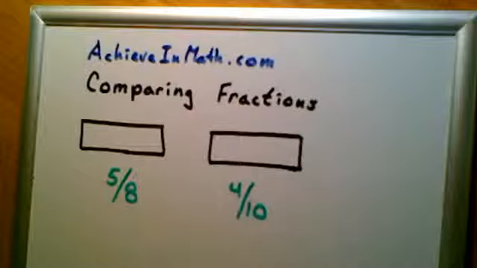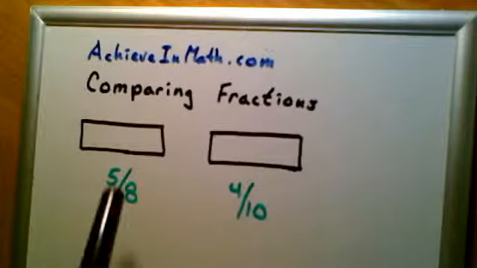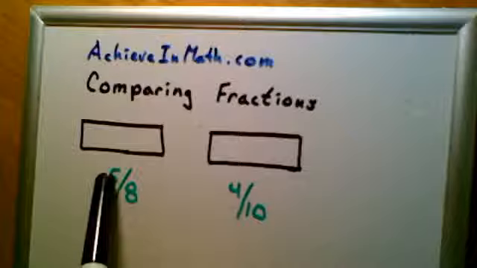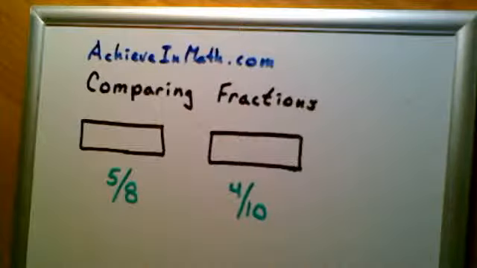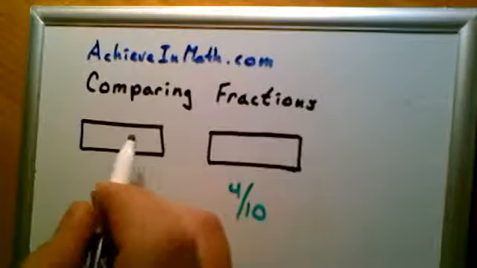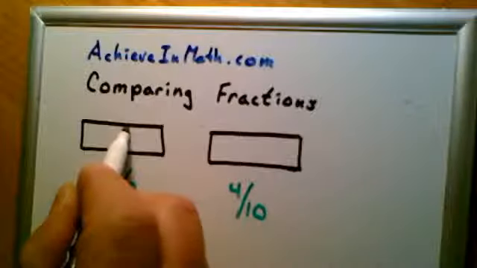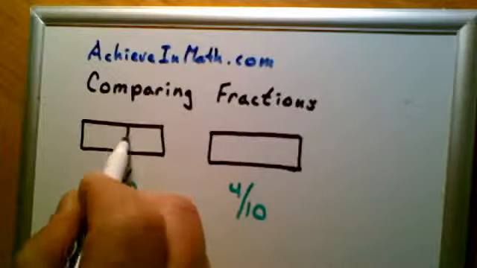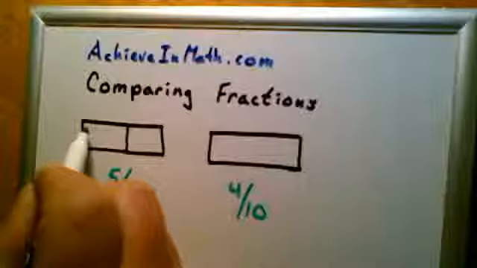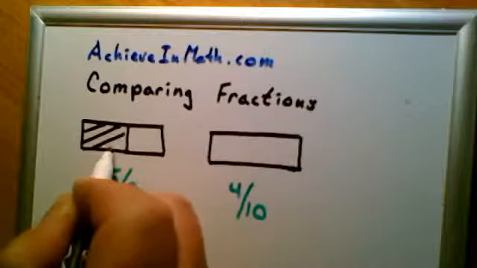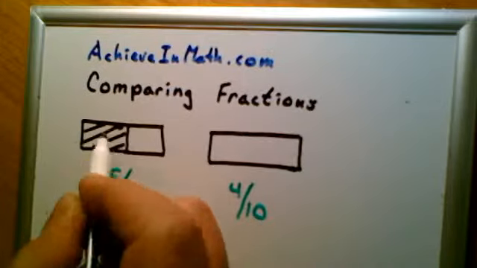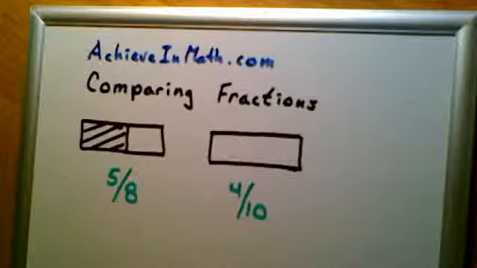What we can do is think of 5/8 as a little bit more than 1/2. If we think 4/8 is 1/2, 5/8 would be just a little bit more than 1/2. So if I went ahead and shaded 5/8 of this one, it'd be a little bit more than 1/2, because 4/8 is equal to 1/2. 4 out of 8 is 1/2.